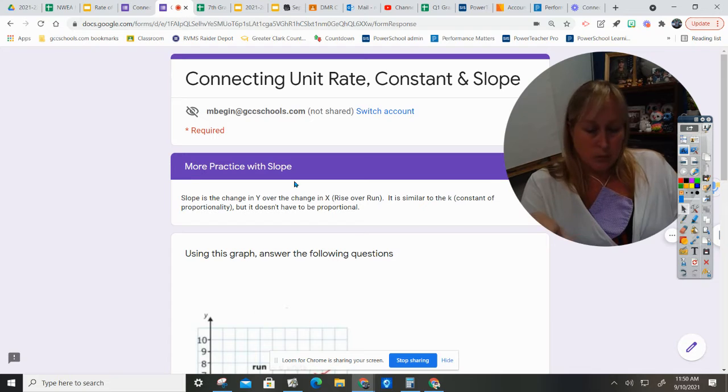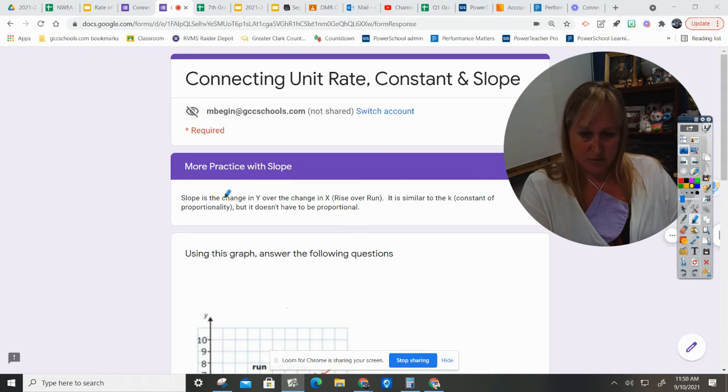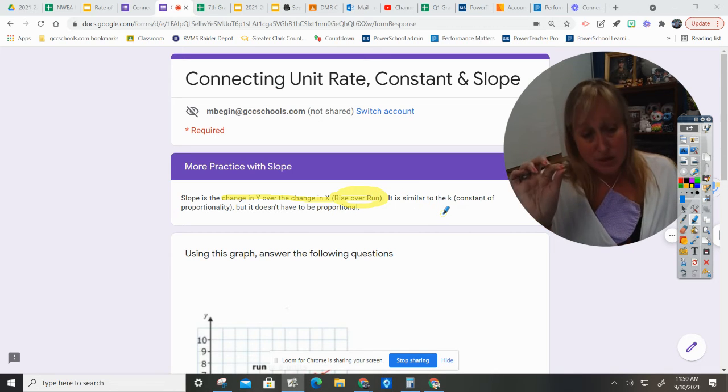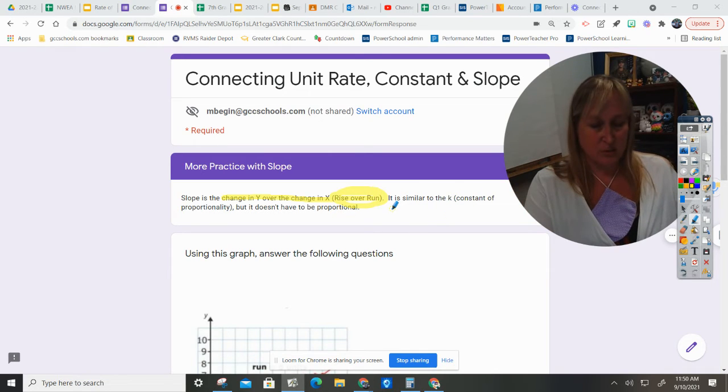So more practice with slope. Slope is the change in y over the change in x. So we have to remember that. Change in y over the change in x, which is also the rise over the run. It is similar to k, which is the constant of proportionality, but it doesn't have to be proportional, which means it doesn't have to go through the origin.